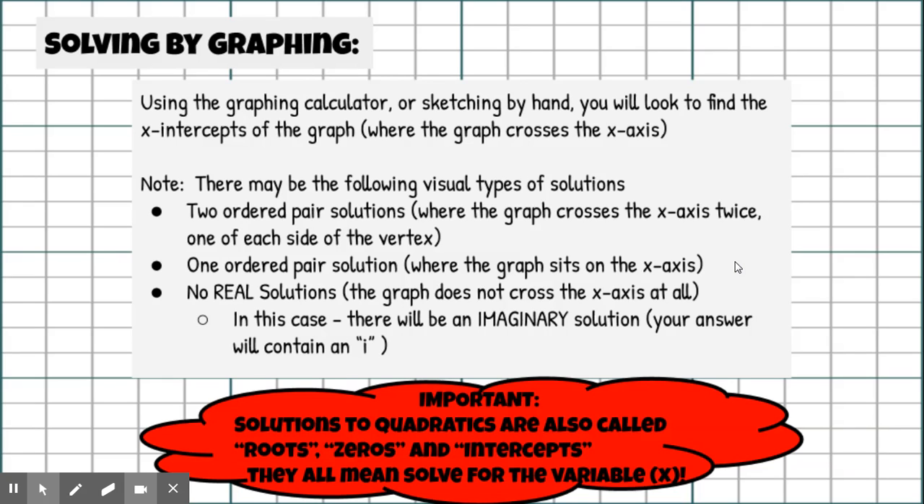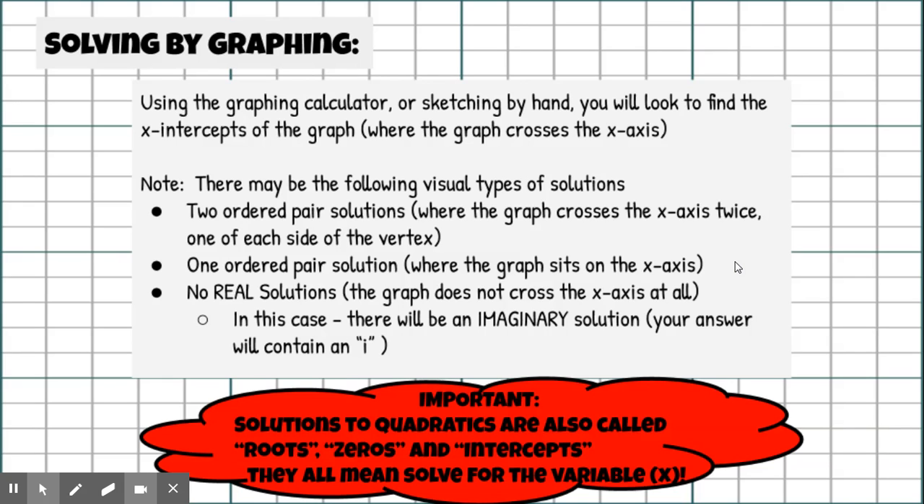And in red on the bottom, it's just important to know that when they say solve a quadratic, they may also ask you a couple different things. They might say find the roots of the system or the equation. They may say find the zeros of the function or find the intercepts, the x-intercepts. They all mean solve for your variable. Okay, so no matter what they call it, solutions, roots, zeros, intercepts, it all means doing the same thing.